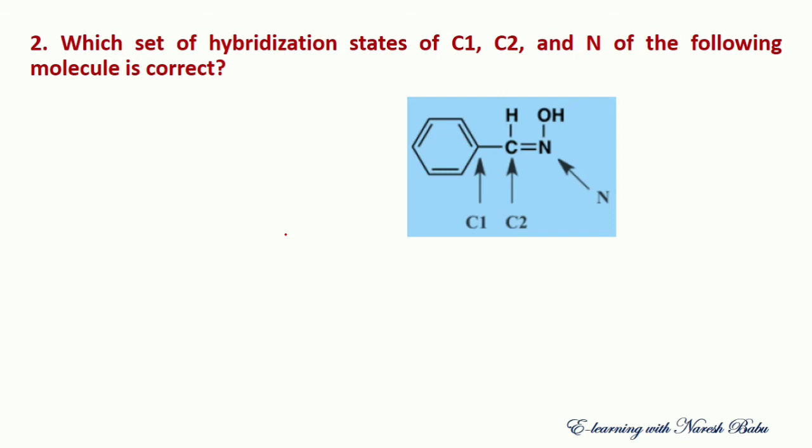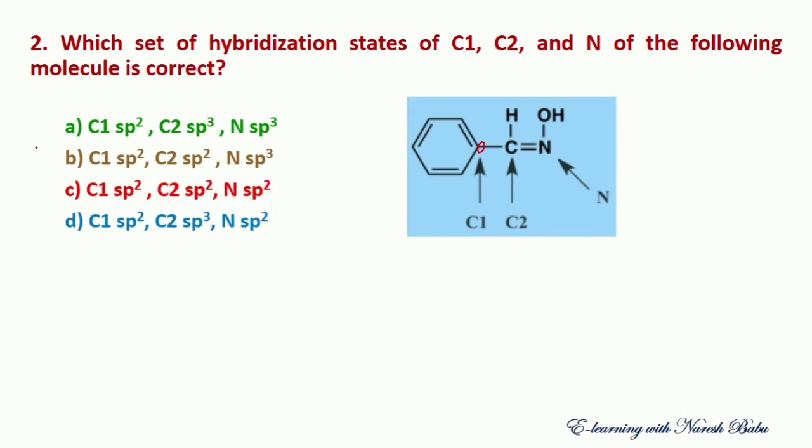Next question, which set of hybridization states of C1, C2 and N of the following molecule is correct? So which type of hybridization are these atoms undergoing, that is C1 in this benzene ring, this carbon atom C2, and the nitrogen? C1 is sp2, C2 is also sp2, and nitrogen is also sp2 in this structure if you observe clearly. So option A is wrong. In B, C and D, all are sp2 hybridized, C1, C2 and nitrogen. So option C is correct.